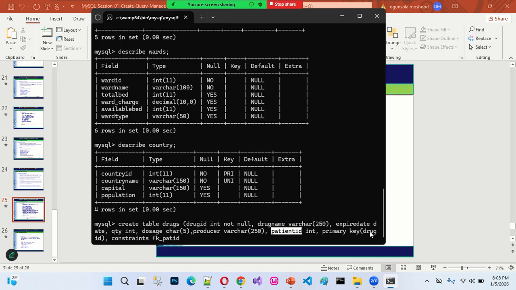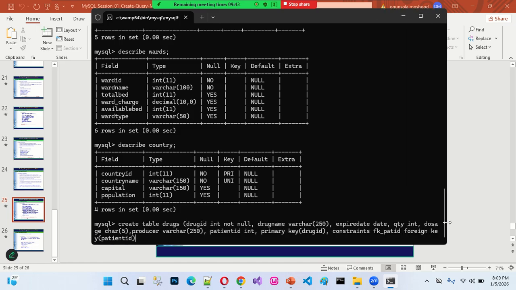So I've defined that drug ID is the primary key, and now I'm also going to define that patient ID is going to be the foreign key. So here I can use a keyword called what? Foreign key, like this. So when I say foreign key, I will now say patient what? Patient ID. This means I'm using this particular patient ID that is here as a foreign key, while I'm using the drug ID here as the primary key. You can see how this is going now.